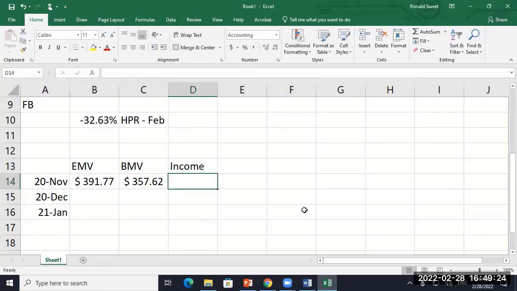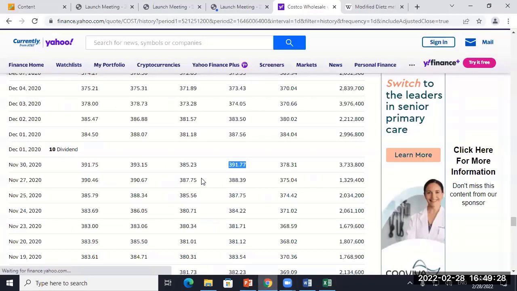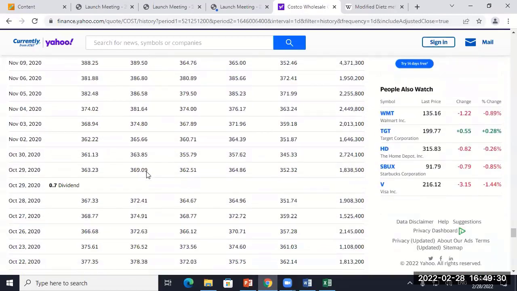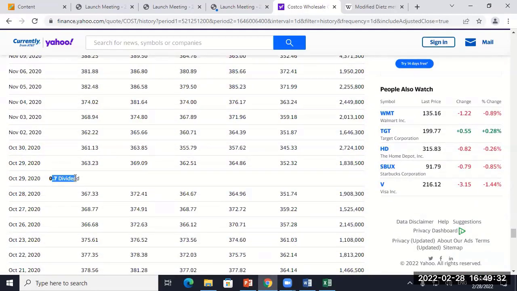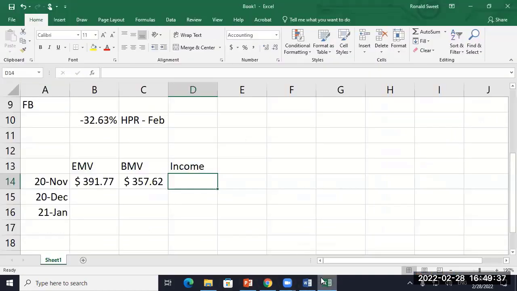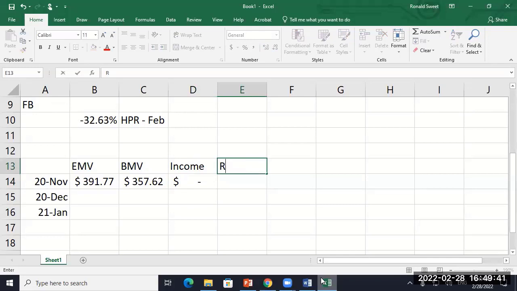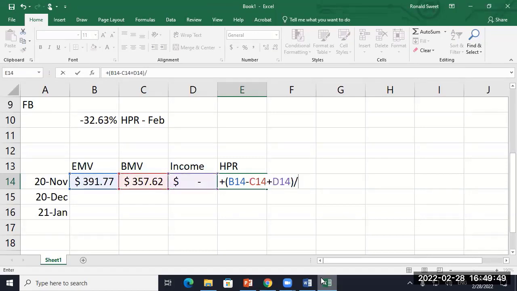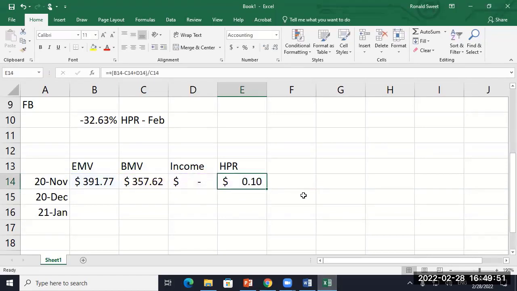All right, what's my income in November? So what are you looking for in November? Y'all see any income in November? October there was nothing, November, so their income for November is 0. So their holding period return is going to be ending market value minus beginning market value plus income, divided by beginning market value.